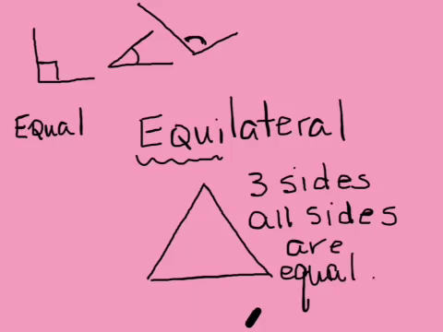Equilateral triangle. All three sides are the same length, or they're all equal in length. I better put that. All sides are equal in length.